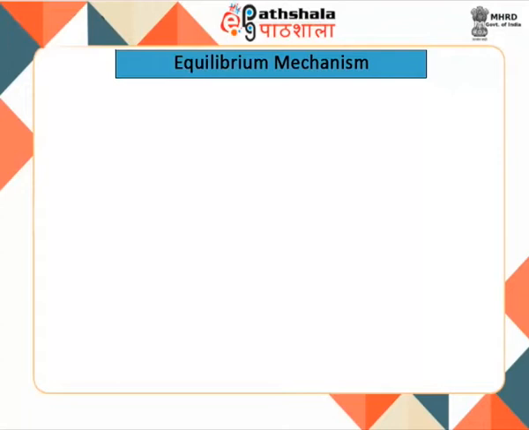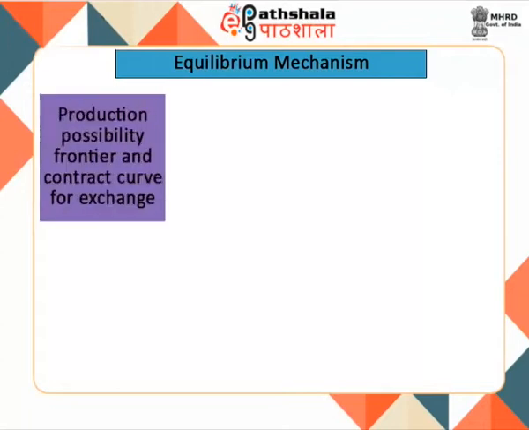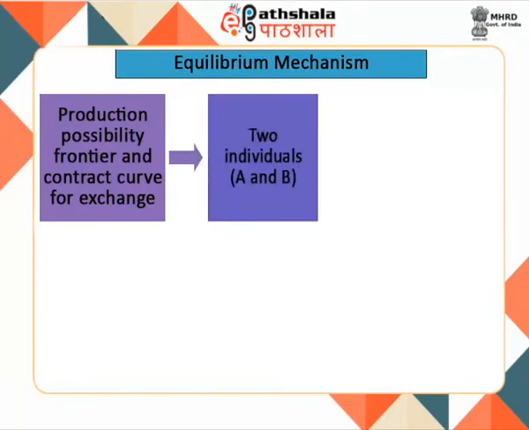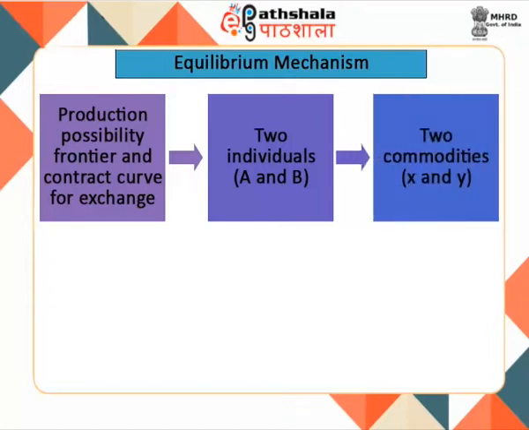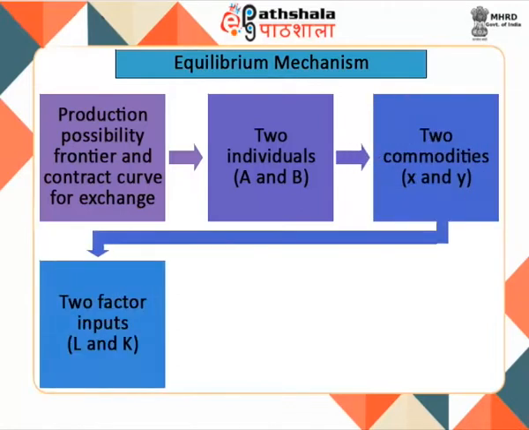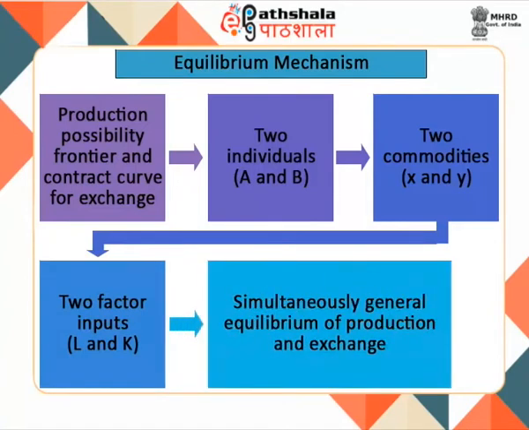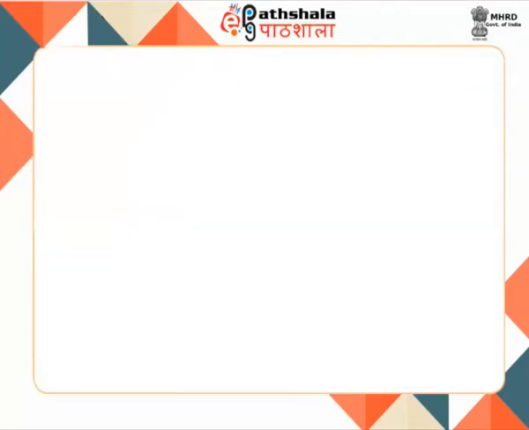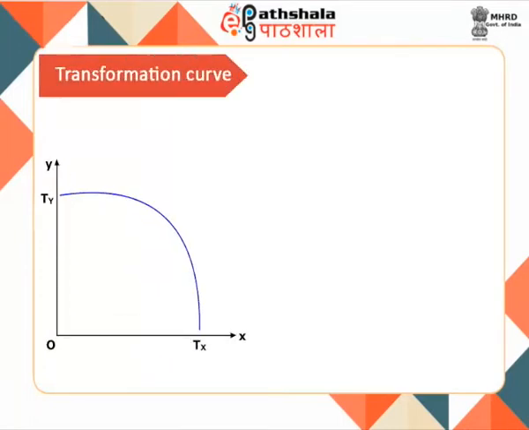We now can use the production possibility frontier and the contract curve for exchange to examine how our very simple economy, composed of two individuals A and B, two commodities X and Y, and two factor inputs L and K, can reach simultaneously general equilibrium of production and exchange. To begin with, we need to draw a transformation curve.